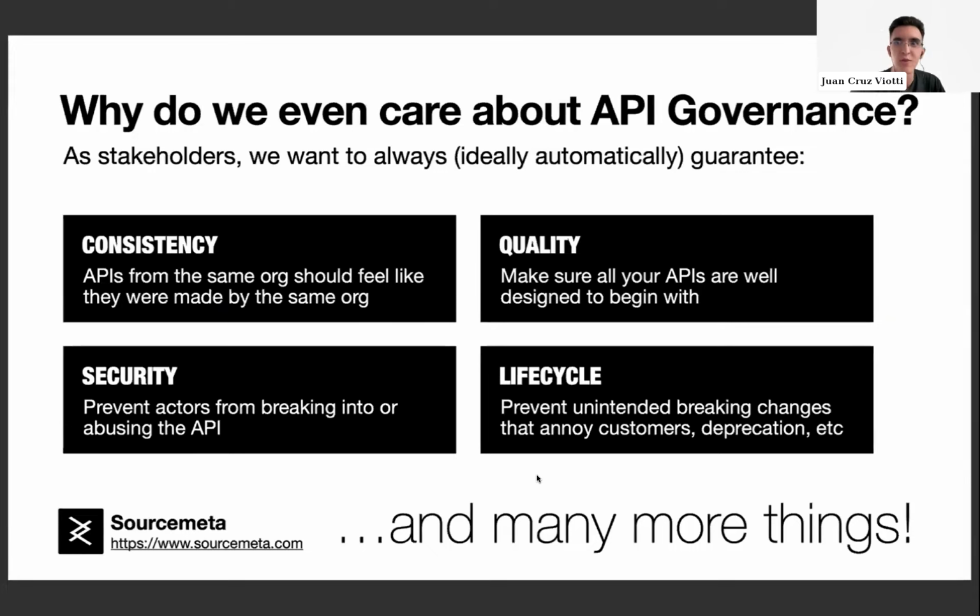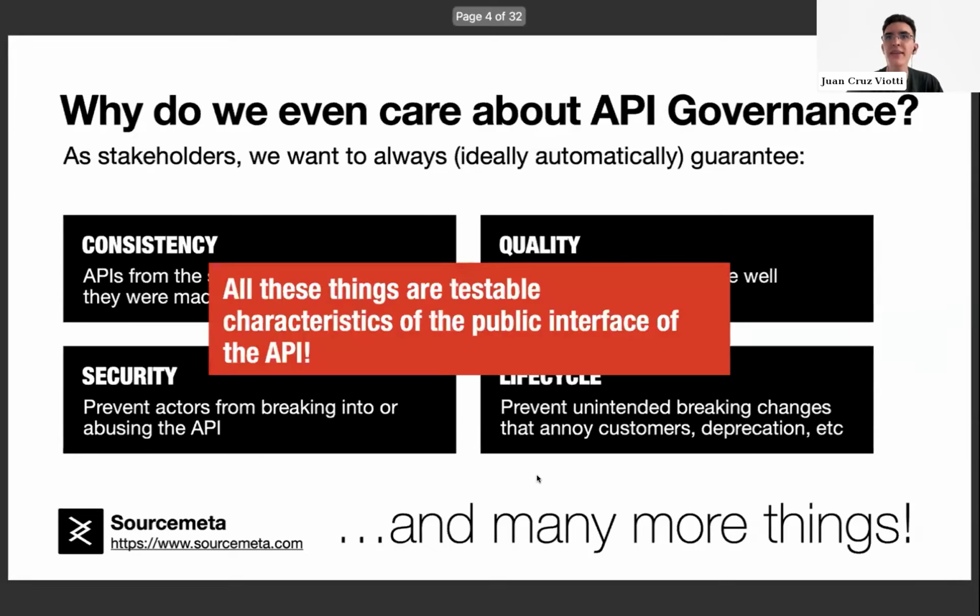Maybe you want your APIs to be of high quality and ensure that they are designed and built using the best industry practices. Of course, you probably want your APIs to be secure, right? And maybe you also want to ensure good lifecycle practices, for example, preventing breaking all of your customers without notice and a lot more. And here's the thing.